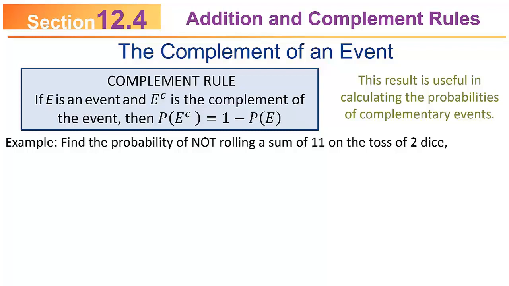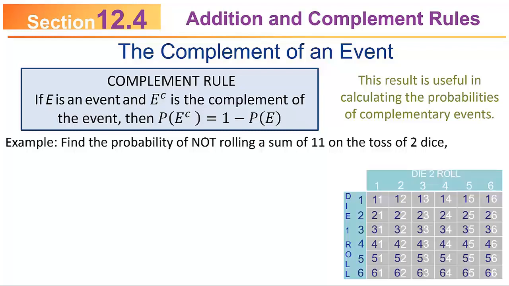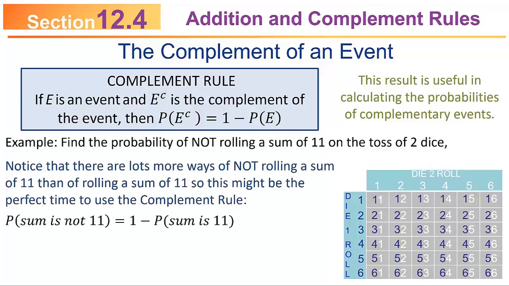For example, if I ask you to find the probability of not rolling a sum of 11 when you're rolling 2 dice, again, you'd build your table. The probability of not rolling an 11 is the same thing as 1 minus the probability of rolling an 11.